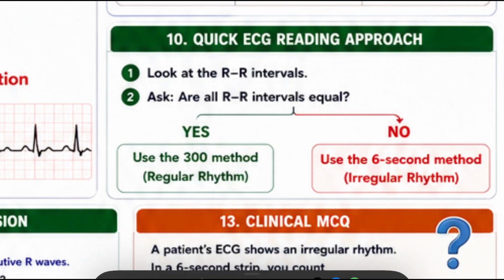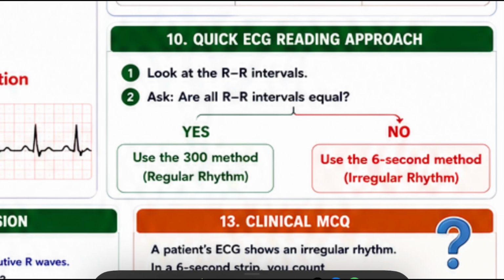RR interval is the distance between two consecutive R waves. Equal RR intervals mean regular rhythm. Unequal RR intervals mean irregular rhythm. For heart rate in irregular rhythm, count QRS complexes in 6 seconds and multiply by 10. Atrial fibrillation we always describe as an irregular rhythm. So in regular rhythm we follow the 300 method, and in irregular rhythm we count QRS complexes in 6 seconds and multiply by 10. Excellent.